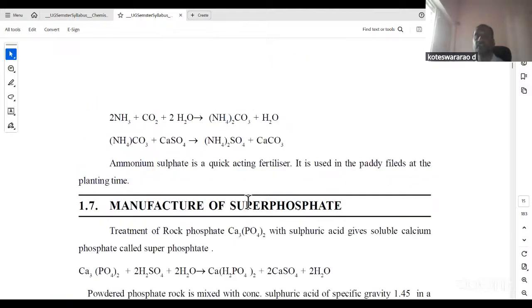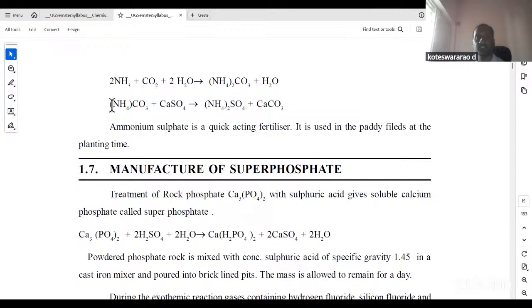Carbon dioxide and ammonia, this is the reaction actually. Ammonia reacts with carbon dioxide and water that leads to formation of ammonium carbonate. This ammonium carbonate is treated with calcium sulfate, leading to an exchange of anions between ammonium and calcium that leads to formation of ammonium sulfate and calcium carbonate. That ammonium sulfate is a quick acting fertilizer. It is used in the paddy field at the planting time.